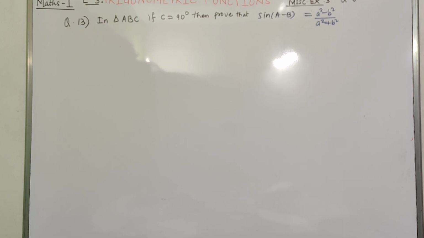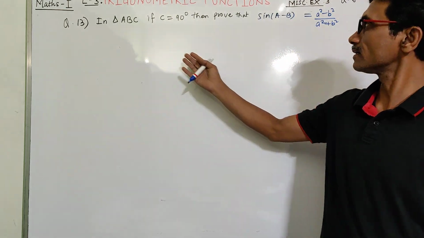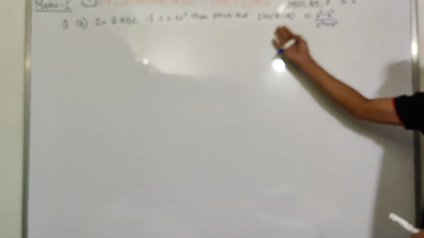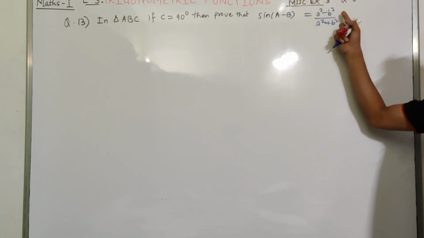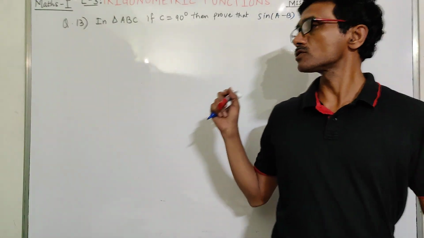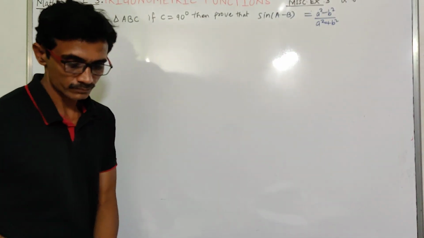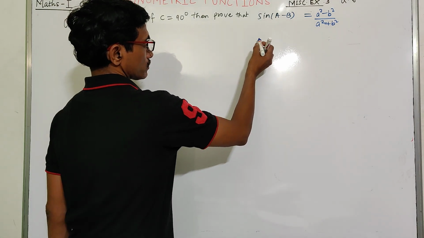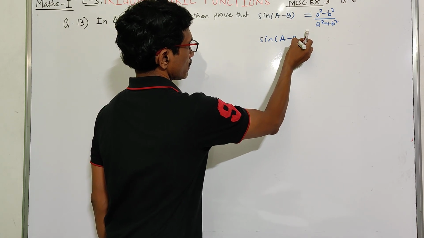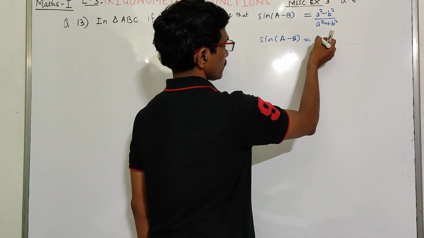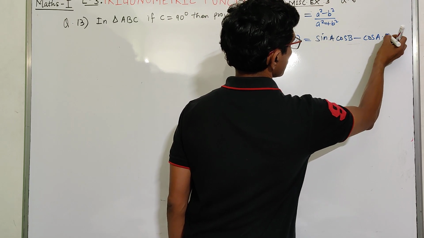We are going to solve question number 13. In triangle ABC, if angle C is equal to 90 degrees, then we want to prove that sine of A minus B is equal to a square minus b square upon a square plus b square. Look at the left hand side, which is sine of A minus B. We expand it: sine A cos B minus cos A sine B.